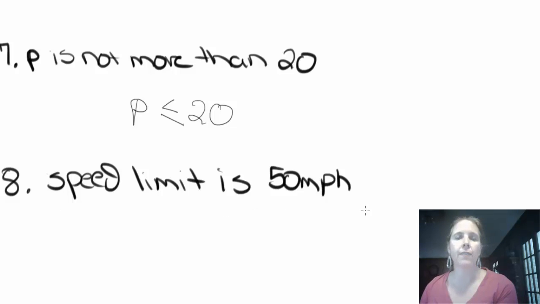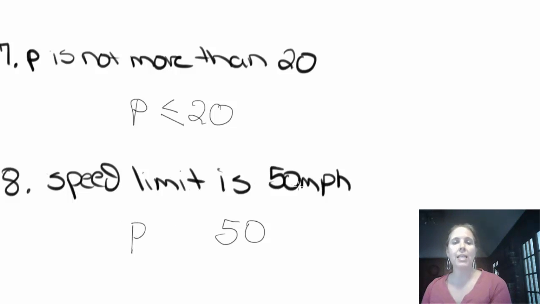Speed limit is 50 miles per hour. So we know it's going to be 50, and we'll just use P. Speed limit is 50, so that's the limit. Okay, that means you can go 50, but are you supposed to go over 50? No, you're not supposed to go over. So again, you're supposed to go 50 or less. That's the limit. You can go 50, but you have to go 50 or less. Okay, and that is it.